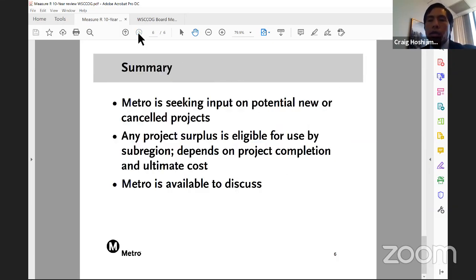So in summary, we're seeking input from all stakeholders, including councils of governments like yourselves, to determine if you have any interest in creating a new project or canceling a project and then transferring the funds from highway to transit or vice versa. The surplus, if it exists, is eligible for use by the subregion, and it is dependent on the project actually closing out and the ultimate cost. And then finally, Metro is available to discuss, and so that's why I'm here. And another member of Metro staff, Fanny Pan, is also on the line to answer any questions that you all may have. That concludes the presentation.